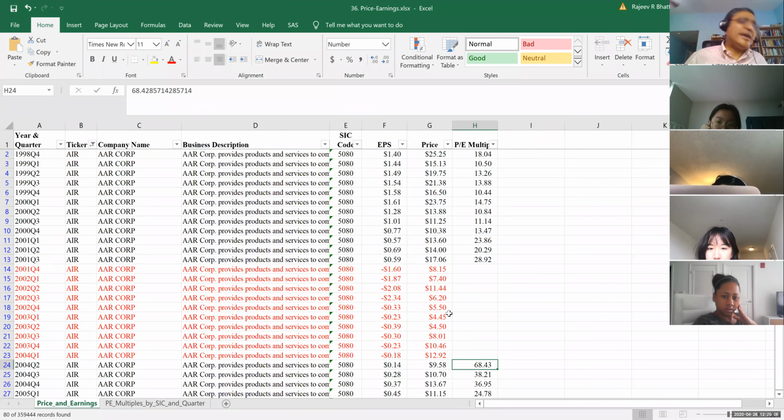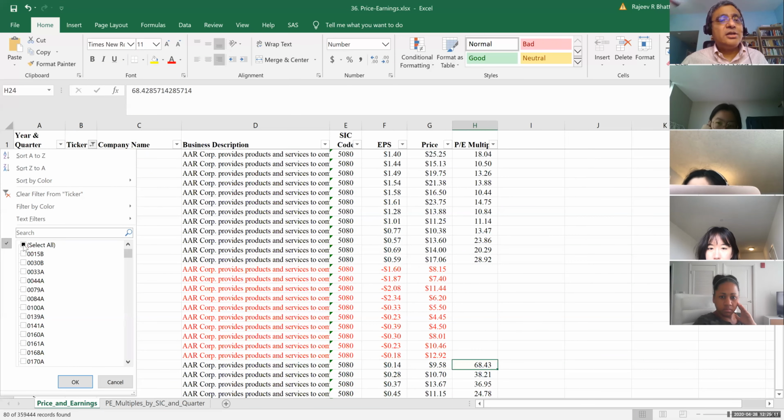So this is AIR. Who cares about AIR? Let's look at some firms that we actually care about. Let's look at Apple, for instance.